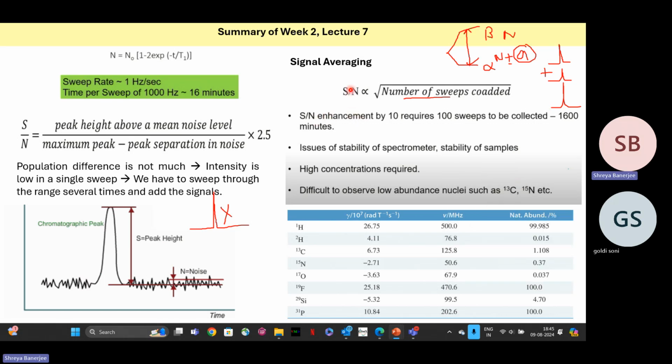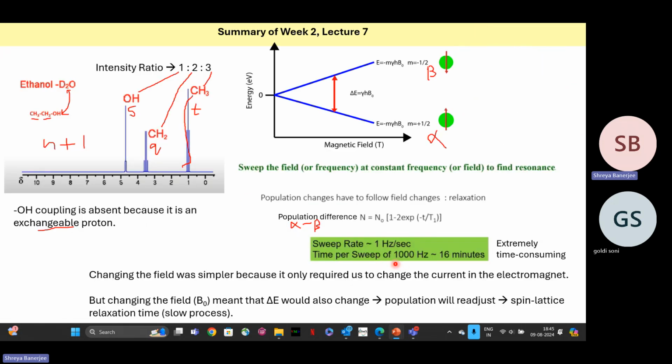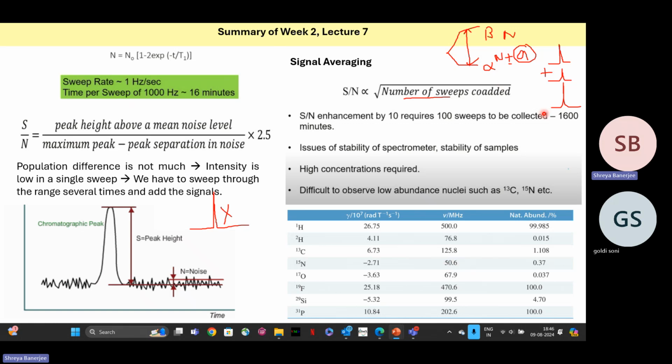Now, suppose we want to enhance signal to noise by 10 times, then we have to increase the number of sweeps by 100 times. And that will take a lot of time. We just saw that for scanning. If one sweep through the 1000 hertz takes 16 minutes, and you have to do this 16-minute process 100 times, then it will take 1600 minutes, which is an absurd time. You cannot spend 1600 minutes just trying to measure the NMR of one molecule.